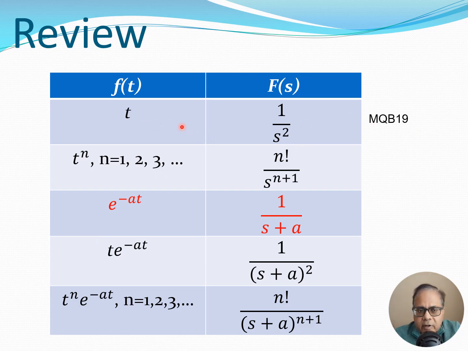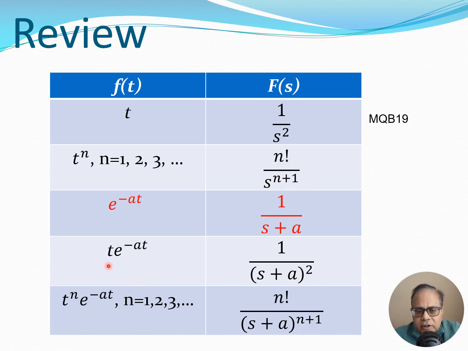found out that the Laplace transform of t was 1 by s squared. So that was the ramp function. If you remember that, the ramp was given by at, and so the Laplace transform was a by s squared. If you have t to the power n, where n is 1, 2, 3, and so on, then you can write the Laplace transform as factorial n by s to the power n plus 1.